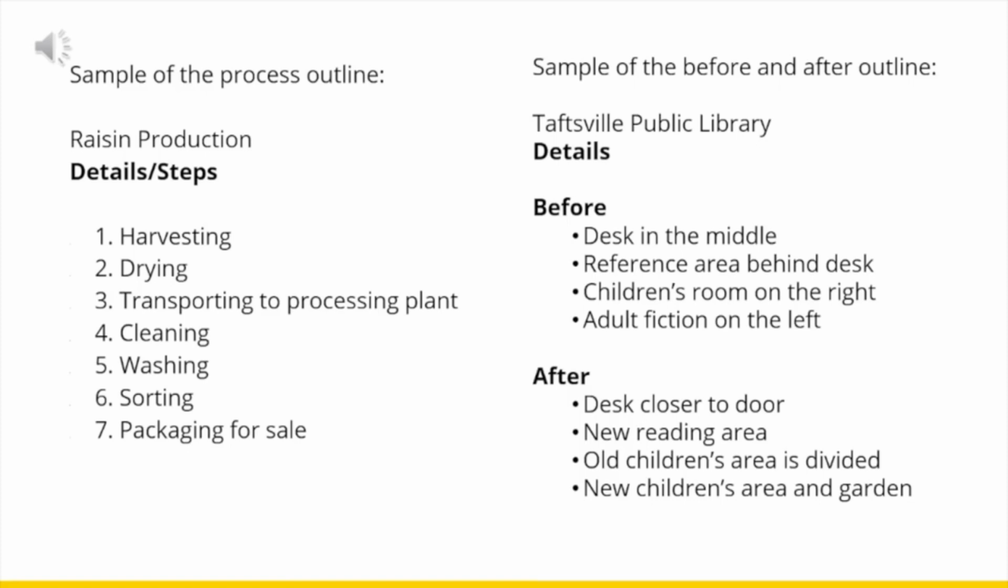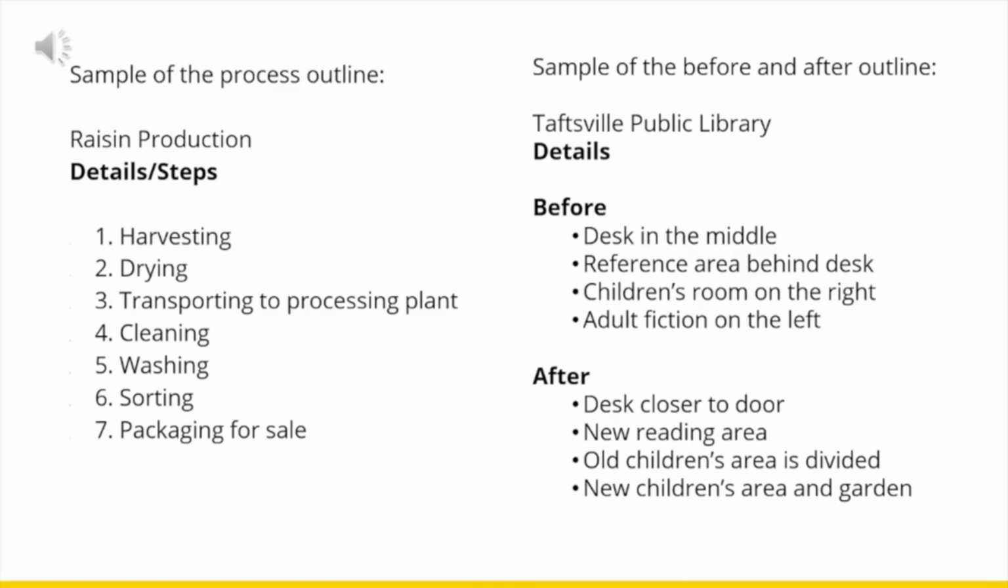So for example, our step 1 is about harvesting, and the following is drying, then we have transporting to the process plant, cleaning, washing, sorting, and packaging for sale. So make sure you identify your exact steps and how they follow.